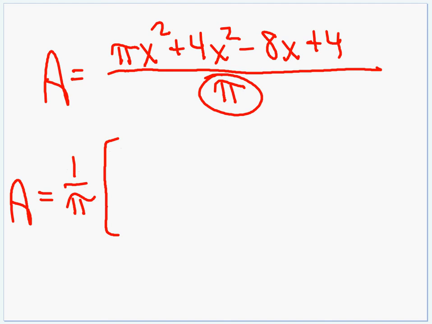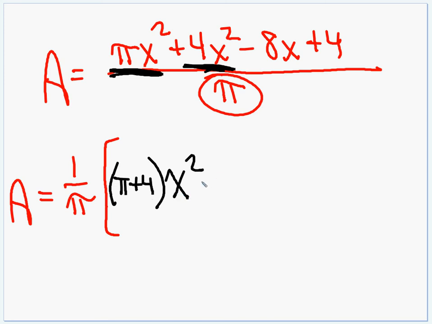Now, watch this. It's kind of a little weird. We've got a pi x squared and a 4x squared. So how many x squareds do we have? Well, if we just factor out the x squared, what are we left with? Pi plus 4, in parentheses, x squared. And then we've got our minus 8x and our plus 4.